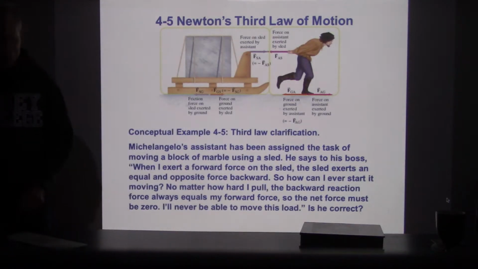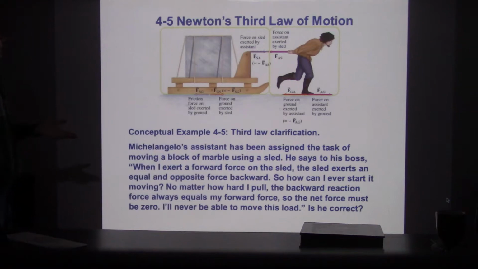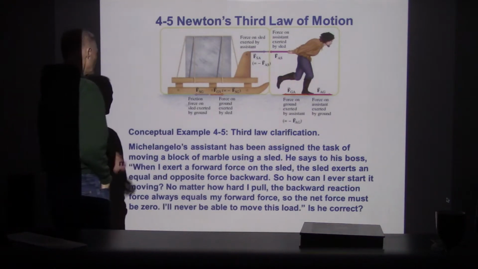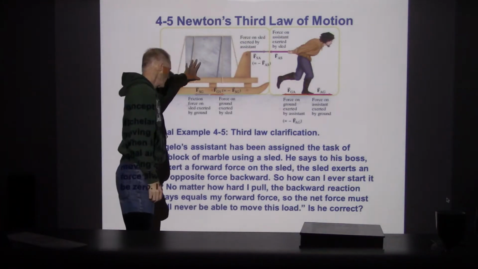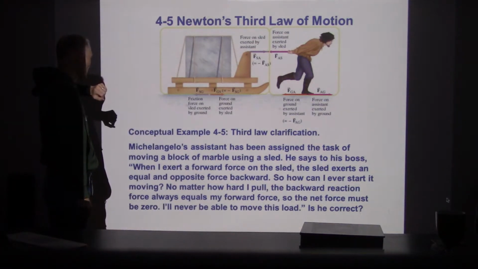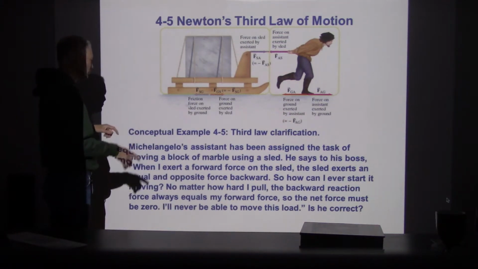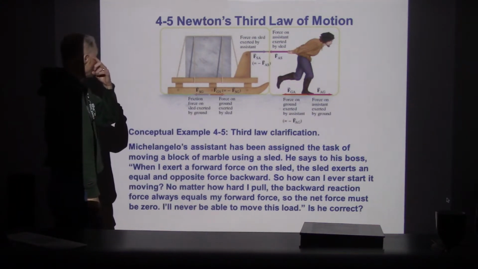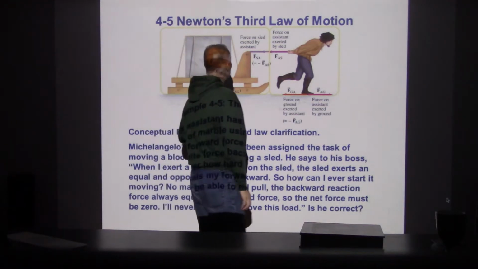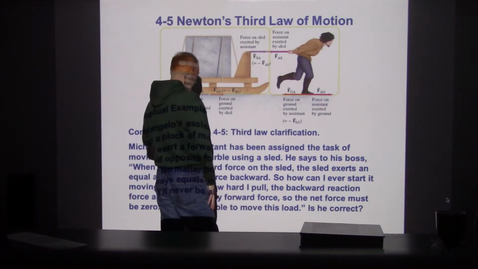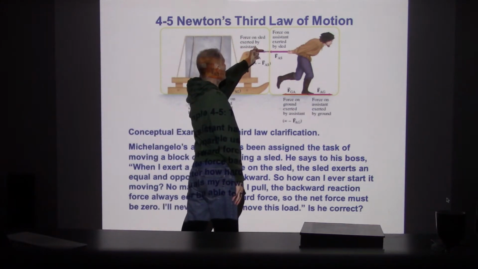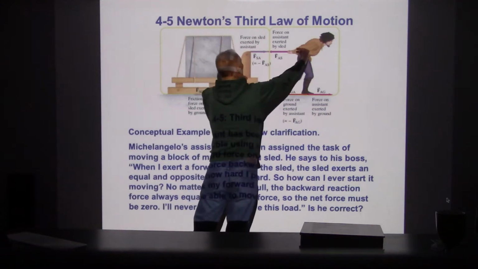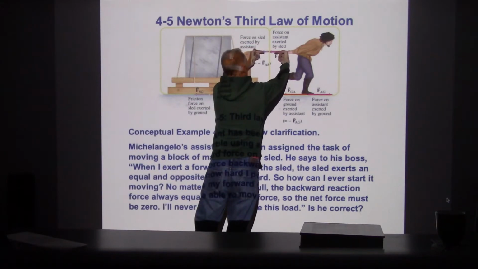Okay, so here is another example of this. So here is Michelangelo's assistant. Anyway, here's a sled with a block of marble, and apparently Michelangelo is going to be carving this. And here is the sled. And what they're asking in the problem is, hey, there's a force pulling the sled forward. There is a force pulling the assistant backwards. Those are a force pair.